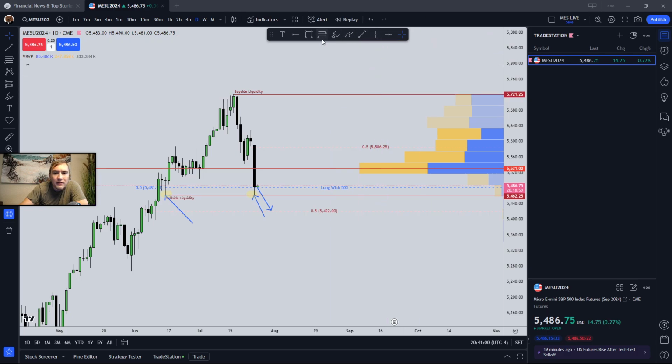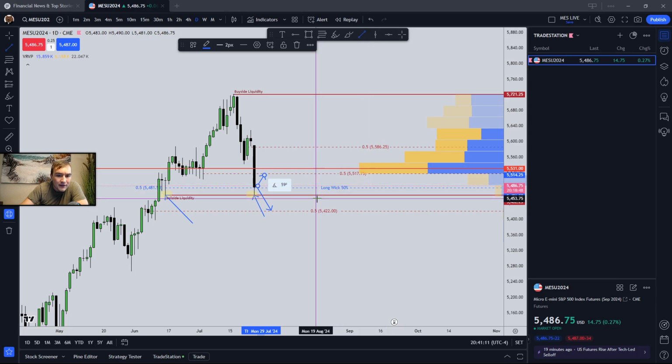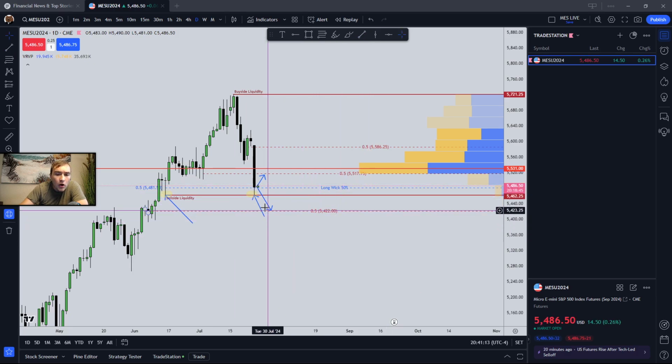Well, guys, I'm seeing something of an inverted long wick inefficiency, or that 50% point. So guys, I think that if the market's going to rally, I'd first look at that 5,517 3/4. But overall, guys, I think even if we have something of a rally, the market's going to look to take out these equal lows at 5,462 quarters.